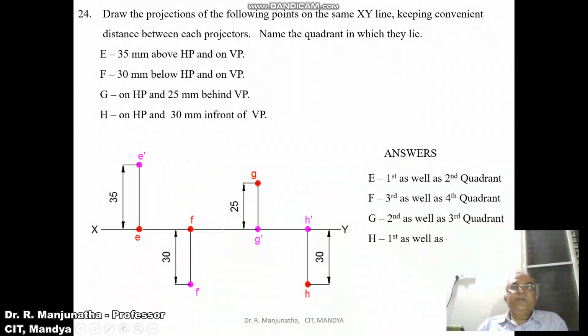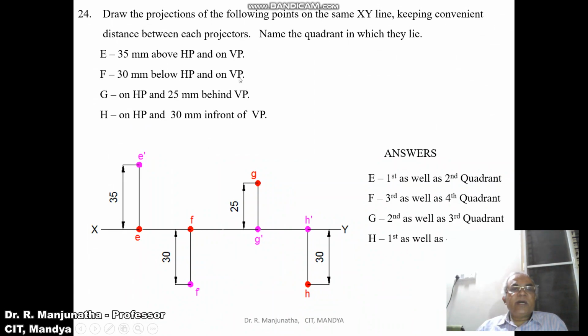Draw the projections of the following points on the same XY line, keeping convenient distance between each projectors. Name the quadrants in which they lie. Capital E is 35 mm above HP and on VP. Capital F is 30 mm below HP and on VP. Capital G is on HP and 25 mm behind VP. And capital H is on HP and 30 mm in front of VP.